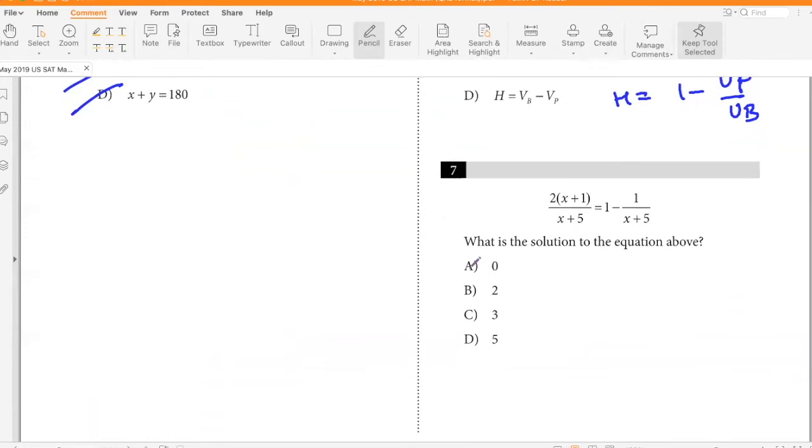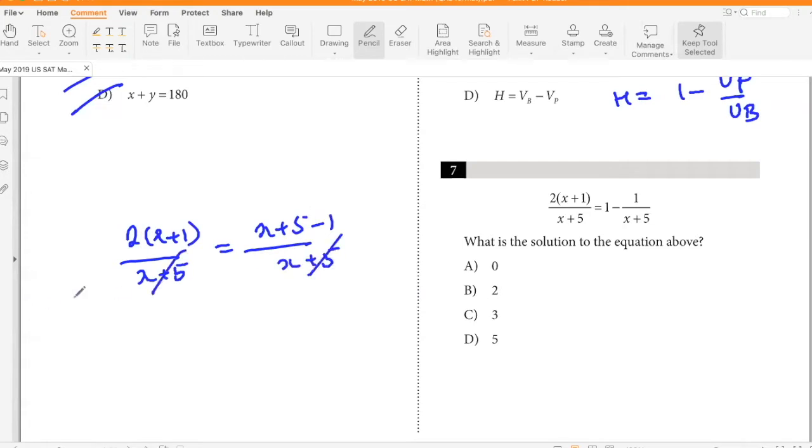What is the solution to the equation above? Okay, so I can say that 2 times (x plus 1 by x plus 5) is x plus 5 minus 1 by x plus 5. So we can cancel these two under the condition that x should not be negative 5. So 2x plus 2 is x plus 4. So x is 2. Yeah, so x is 2 is the solution.